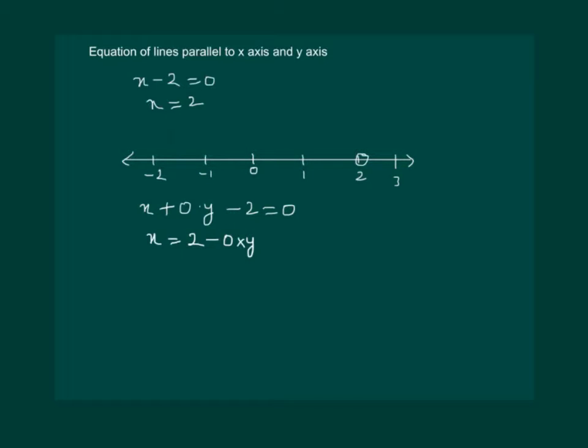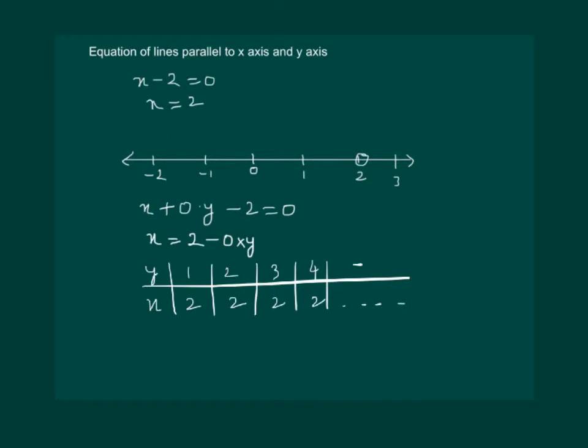Now, like any other linear equation in two variables, it will have infinitely many solutions, as we can make a table. For any value of y, x will be 2. That means every point is of the form 2 and y, where y can take any value.